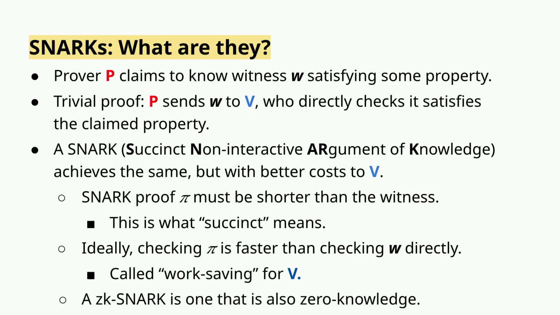And if our snark is zero knowledge, we should append the letters ZK to the front of snark to indicate that. So a ZK snark is a zero knowledge one, but a snark by itself doesn't have to be zero knowledge at all. It can reveal information about the witness to the verifier.